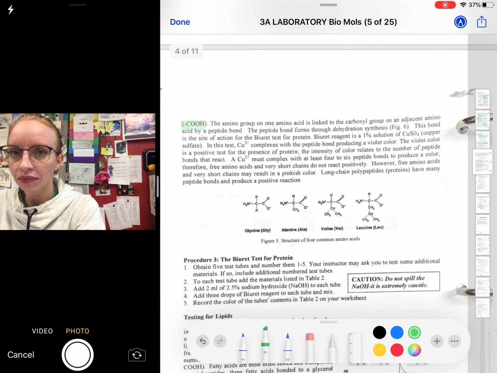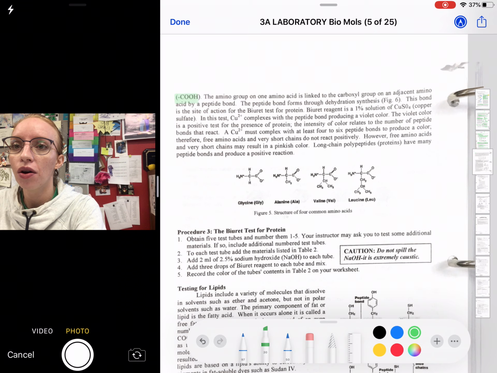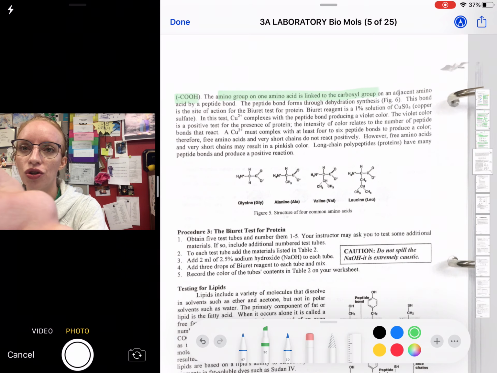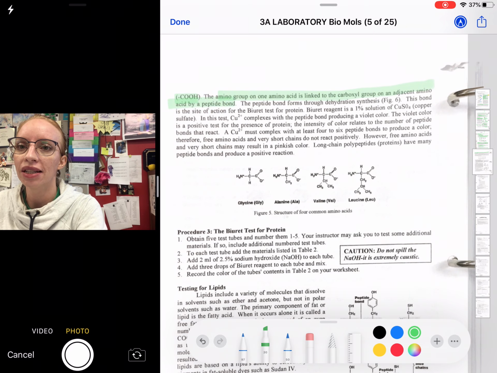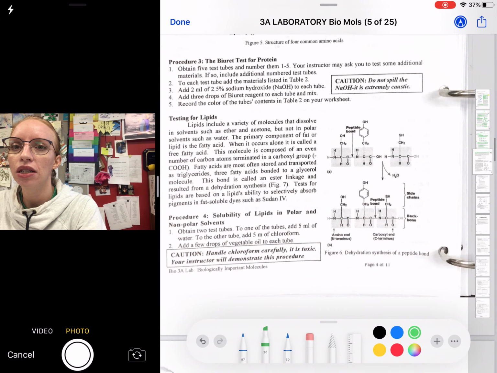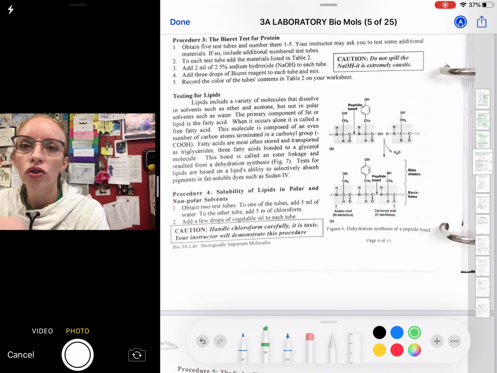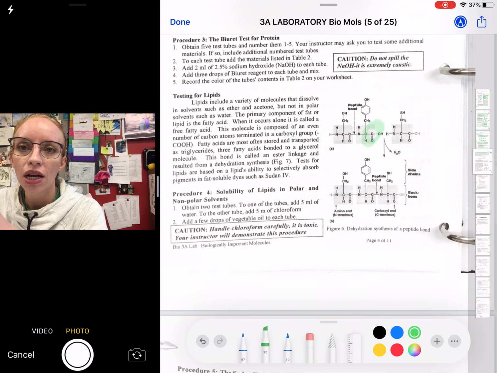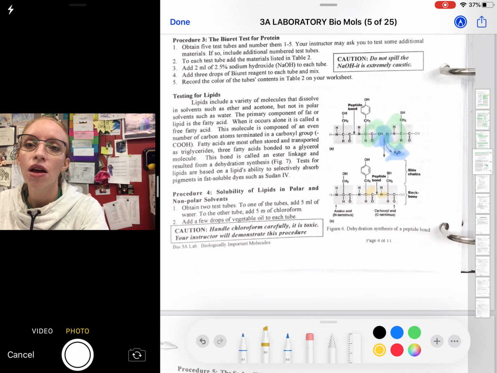It says the amino group on one amino acid is linked to the carboxyl group on the adjacent amino acid by a peptide bond. Let's scroll down here for a second and look at peptide bonds. Here's your carboxyl group, here's your amino group, and they go through dehydration synthesis, so OH and H come off and form water, and then the bond is formed between the carbon of one and the nitrogen on the other. The double bond O is still there, one hydrogen is still there. That's what your peptide bond looks like.